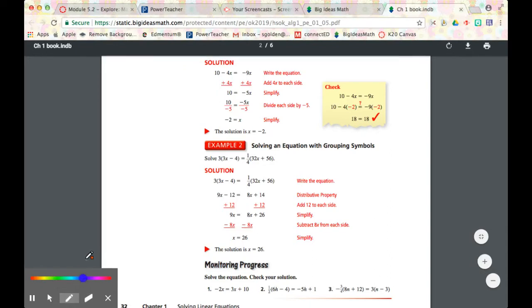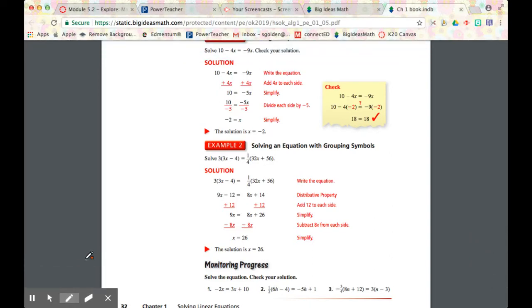Now we're going to look at solving equations with variables on both sides. Looking at examples 1 and 2, the first one says solve 10 minus 4x equals negative 9x. We're solving for x, but we have two of them. Normally we would just combine them, but they're on opposite sides of the equal sign. So to get them together, we have to move one, and you do the opposite to it, just like if we were getting rid of a number.